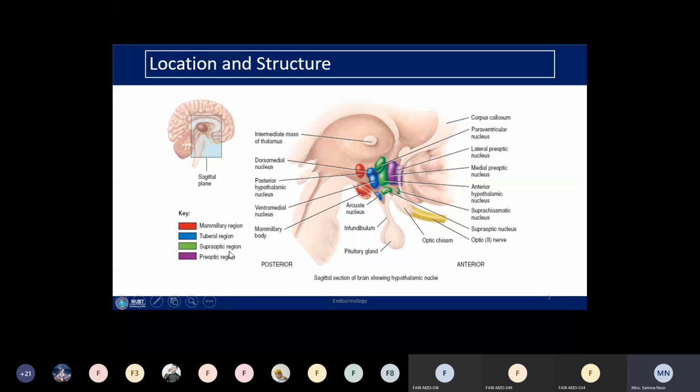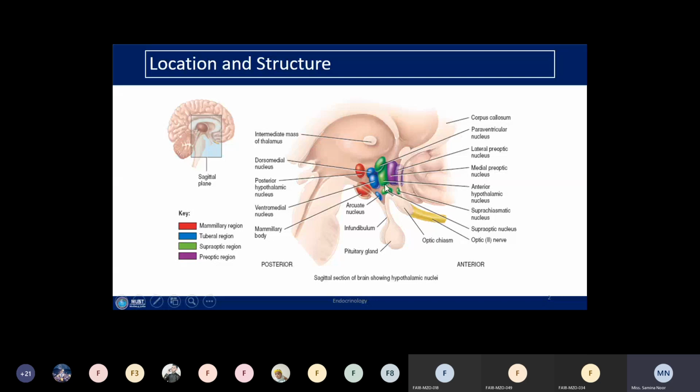Then a region present in the hypothalamus is known as the supraoptic region, and another is known as the preoptic region. Both the supraoptic and preoptic regions lie just above or closer to the optic chiasm, where the optic neurons, which are responsible for the coordination of vision, are located. The nuclei lying above or near the optic chiasm are known as the supraoptic region and the preoptic region.